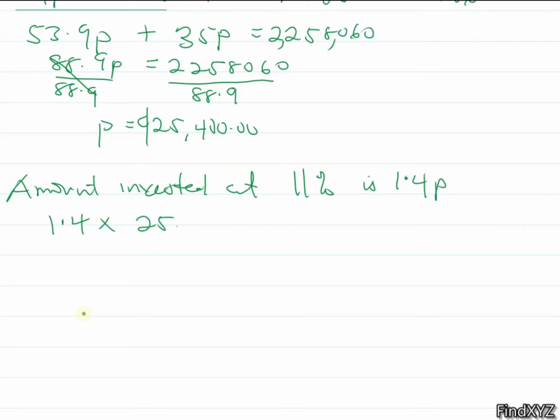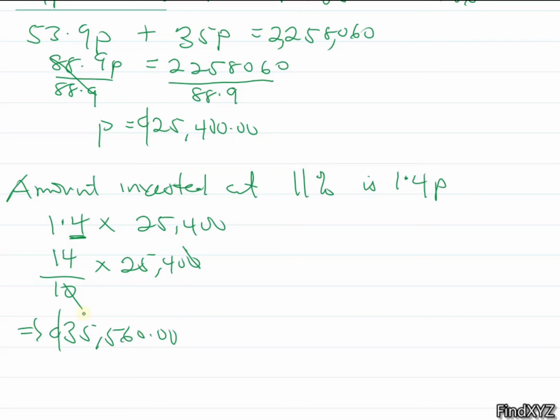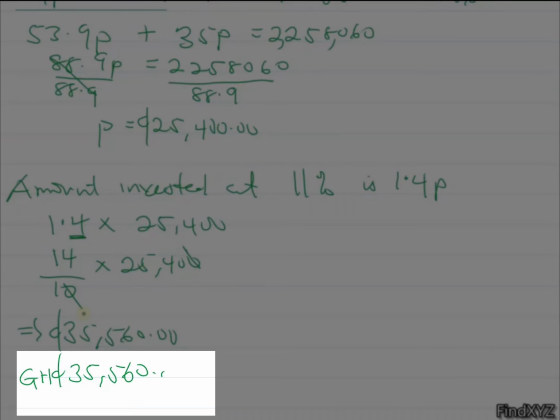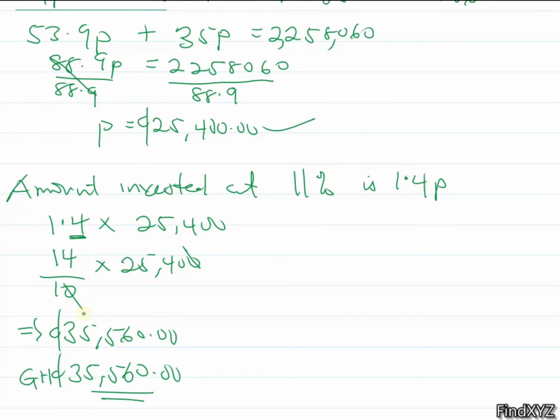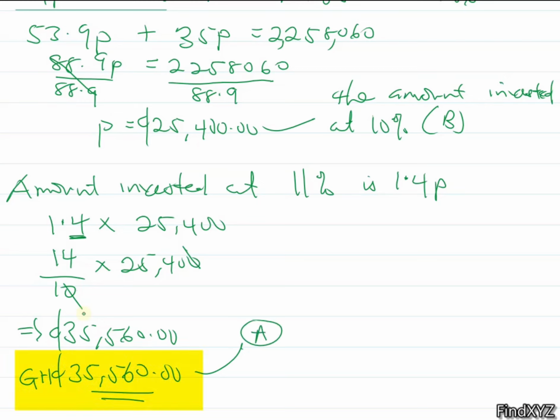P is 25,400. 1.4 can be written as 14 over 10, one decimal place, 1 and 0, multiplied by 25,400. Then this can cancel this. Then we have 14 times 2,540. That will give us an amount of 35,560 Ghana cedis. So it means that the amount invested at 11% is 35,560 Ghana cedis. Then 25,400 becomes the amount invested at 10%, which is in account B. This is the amount invested in account A, and this is the amount invested in account B.